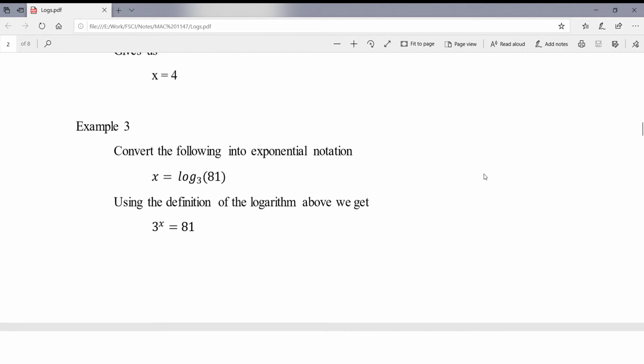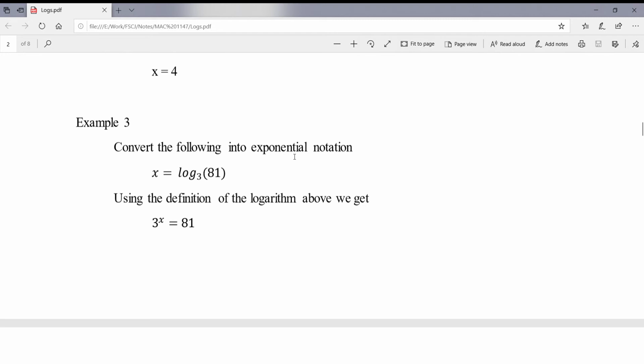Example number 3. Convert the following into exponential notation. X is equal to log base 3 of 81. Using the definition of the logarithm, we get 3 to the x is equal to 81.